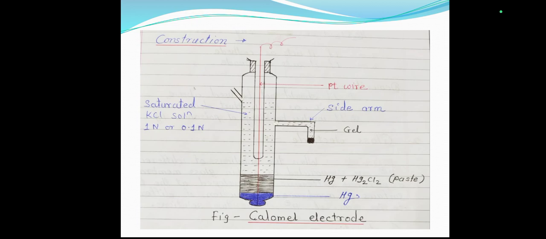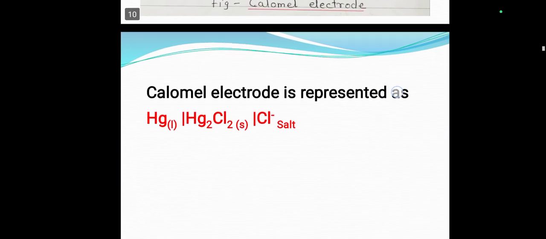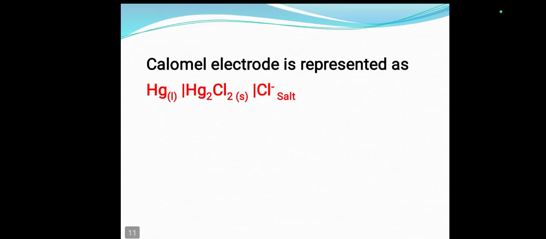All right, so after construction you need to write the representation. Representation means what things are there in the electrode, the most important part of the electrode that we are going to show through the representation. So mercury in bracket small l is there, that is the liquid.